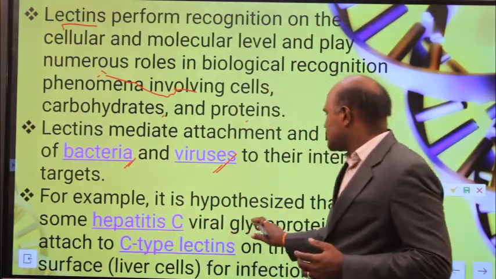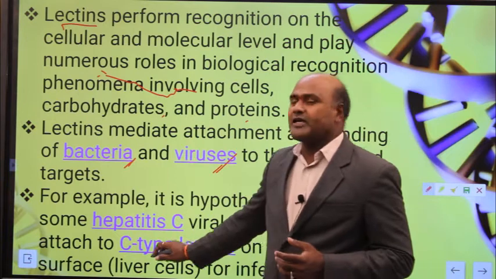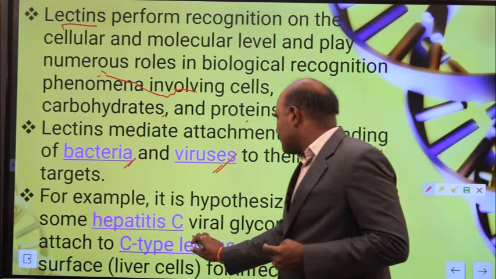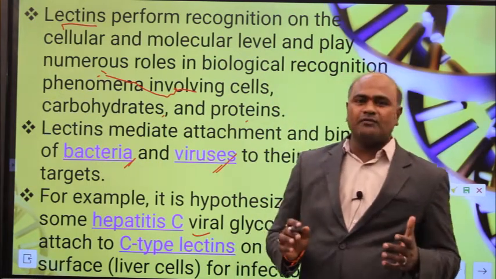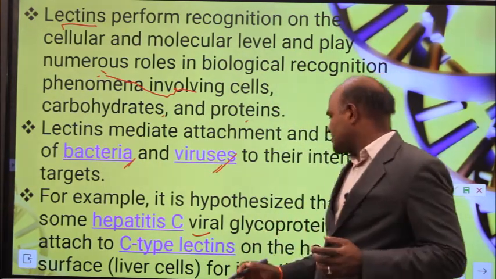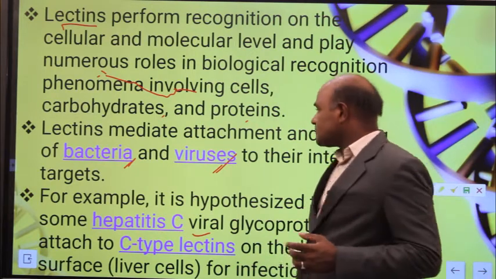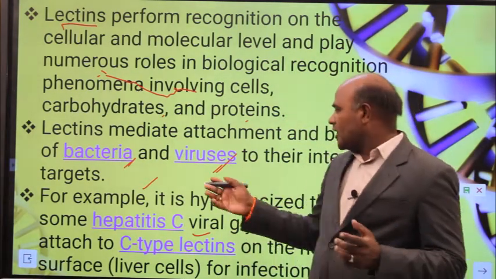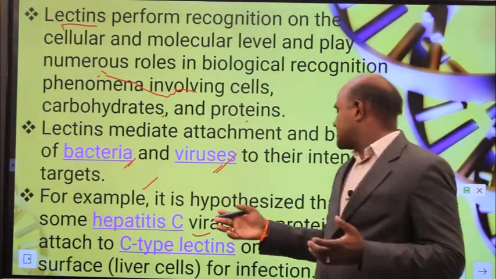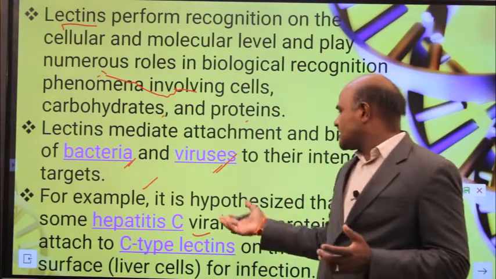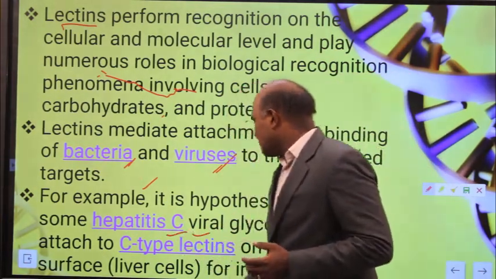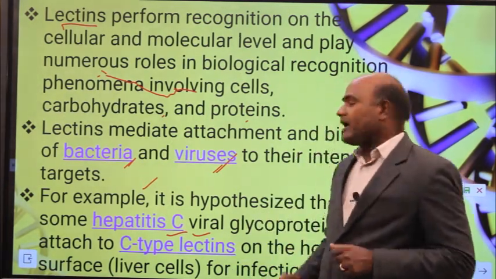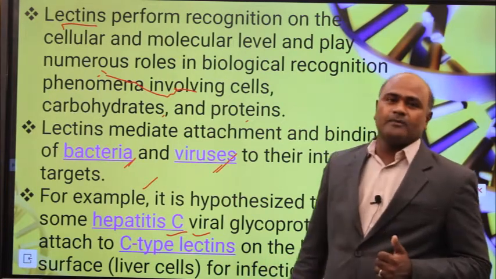For example, it is hypothesized that some hepatitis C viral glycoproteins attach to C-type lectins on the host cell surface, such as liver cells, for infection. So this is one of the examples.